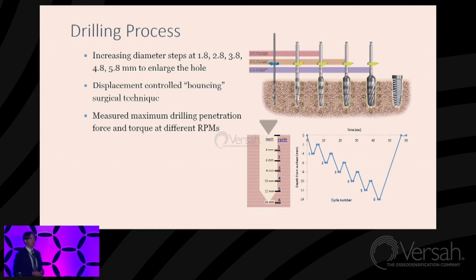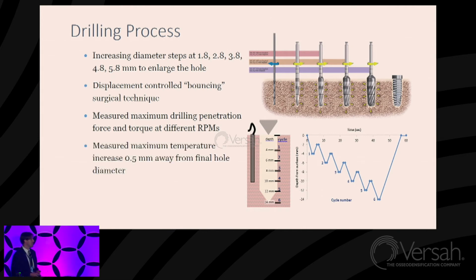And during each of these diameter drilling steps or densification steps, we measured how much compressive force we had to apply to penetrate the bur into the bone, as well as any torque, reaction torque that the bone was experiencing. And we did this for a few different motor speeds to verify the clinical speed, which is the best for operating this. And we placed a thermocouple 0.5 millimeters away from the final diameter of the osteotomy to measure the maximum temperature increase that occurred during this procedure.